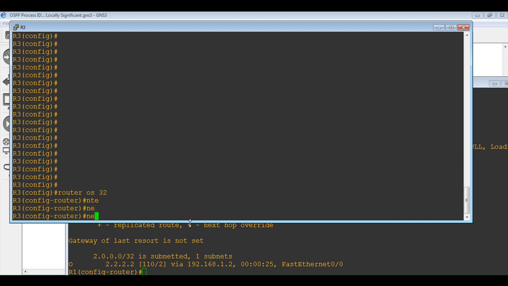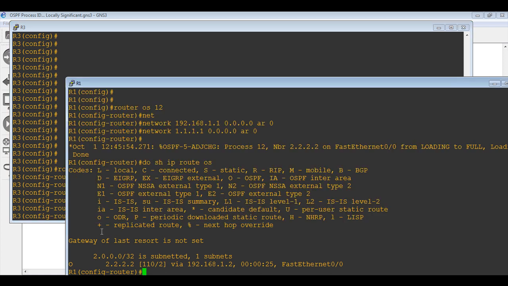And then I will advertise the network 192.168.2.2, with 4 zeros, and then area 0, and also I will advertise the loopback interface, so 3.3.3.3. We should see that the OSPF adjacency came up between the two routers.